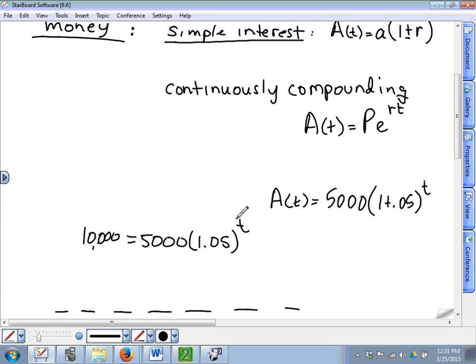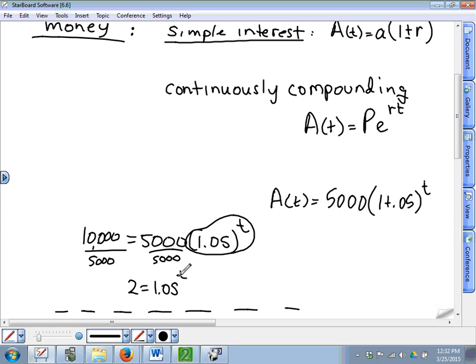How do you solve for something if it's an exponent? You've got to cancel the base using a logarithm. But the problem is you have to get this by itself. The 1.05 to the power t has to be out by itself. So that 5,000 is in the way. What's the 5,000 doing? Multiplying. So divide by it. Divide by 5,000. You get 2 equals 1.05 to the power of t.